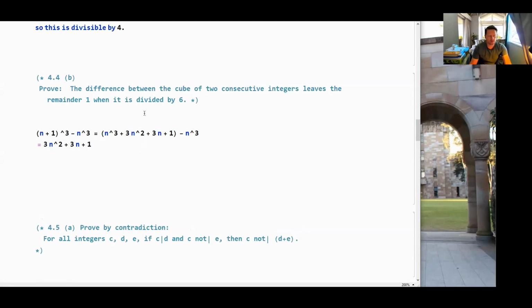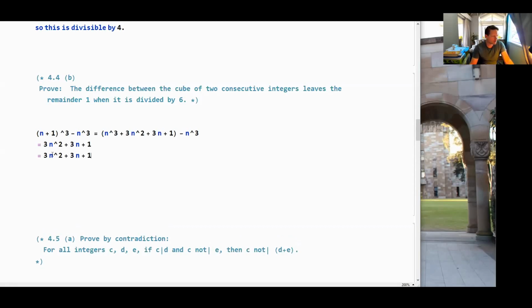Now think about what we're aiming for, because you can almost see it there. It has a remainder 1 when divided by 6, so there's a 1. Now, these both have a 3 in front, and 3 and 6 have a common 3 in them. So we're nearly there. Our next step is to factorize the 3 out of those two terms. So let's factor the 3 out. And then we've just got to realize that this is even. To show that it's even, let's factorize the n out of it also.